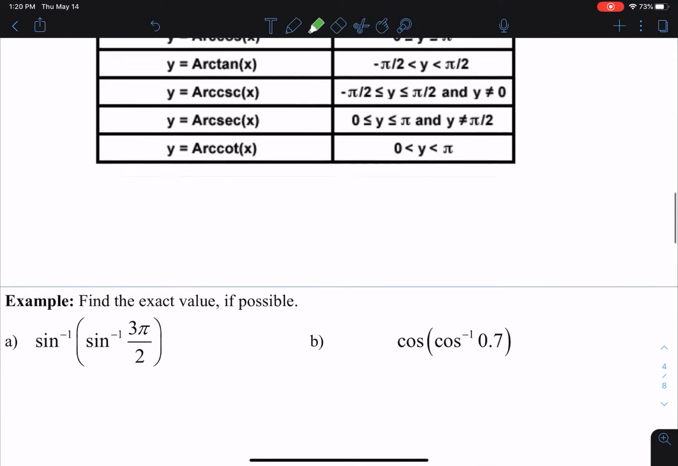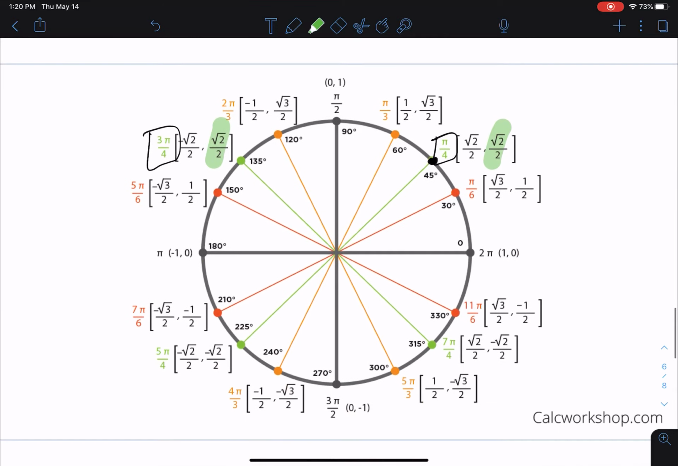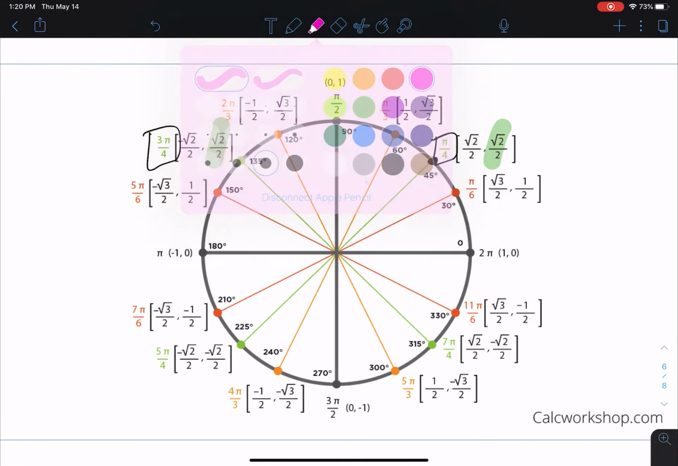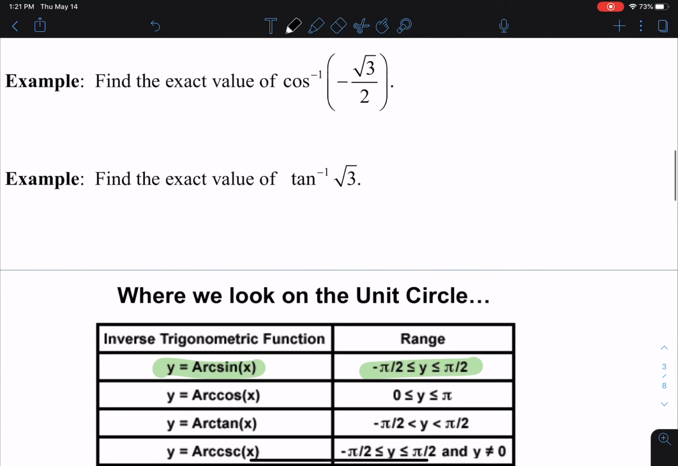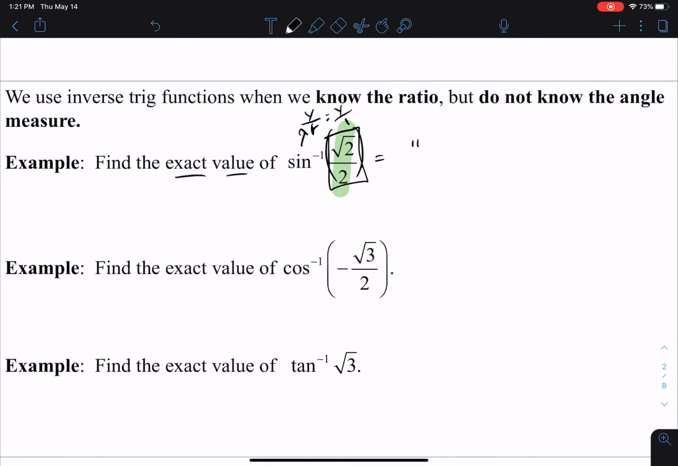Okay, so let's go back to the unit circle. On the unit circle, that's this region right here. Remember, this is negative, so negative pi over 2 to positive pi over 2. That's the only region I'm looking at. I'm not looking at the left side. So the only one that's there is pi over 4. Pi over 4 is the only one. I'm not looking at 3 pi over 4, because that is not on that side. So the answer, let's go back up to this guy here, is pi over 4.